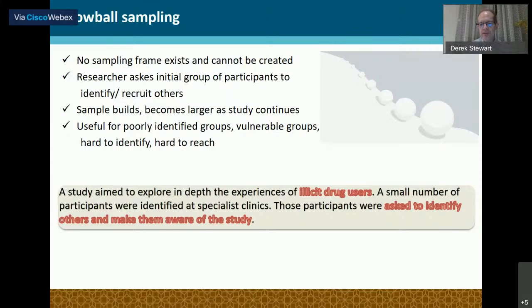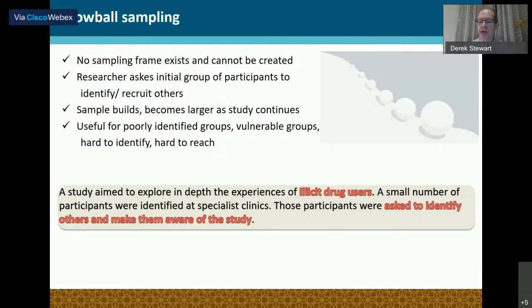So there's no what's called a sampling frame. We don't know who's everyone that we might include because we don't know who they are. So we can't create it. So what we need to do is find a few people initially and use them to help us identify and recruit other people. And then those people will help identify and recruit other people. So it gets bigger and bigger and bigger. So the sample builds the longer the study continues. At some point we've got to stop, but the people in the study are helping us to identify other people that would be useful to study.